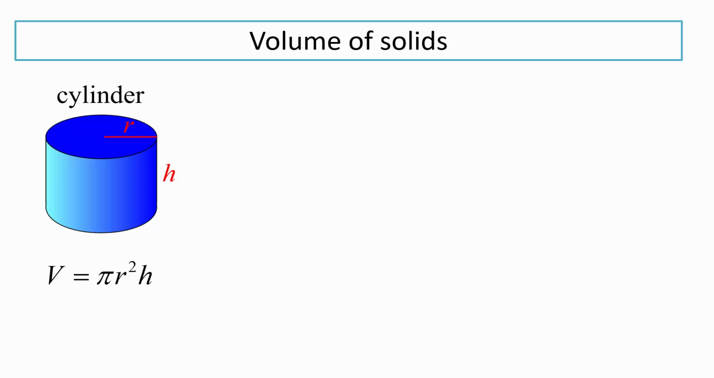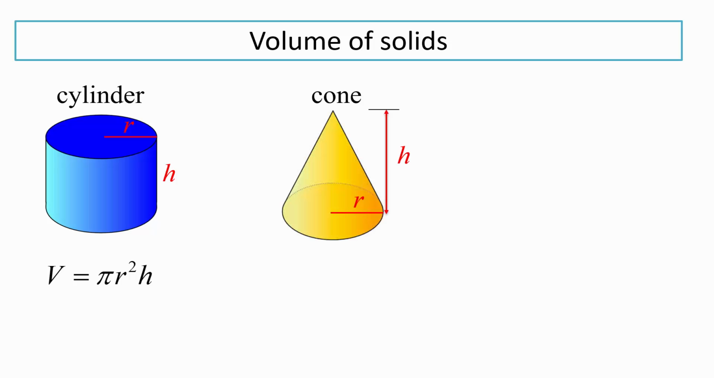Do you know of another common three-dimensional shape? Cone? To work out its volume, we need two values, the base radius r and the height h. What's the formula for the volume of a cone? There it is. Volume is a third pi r squared h.